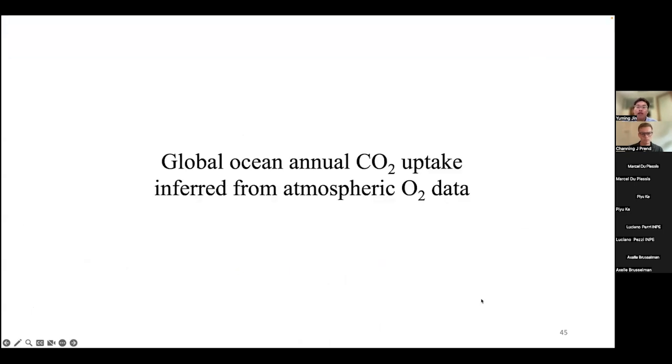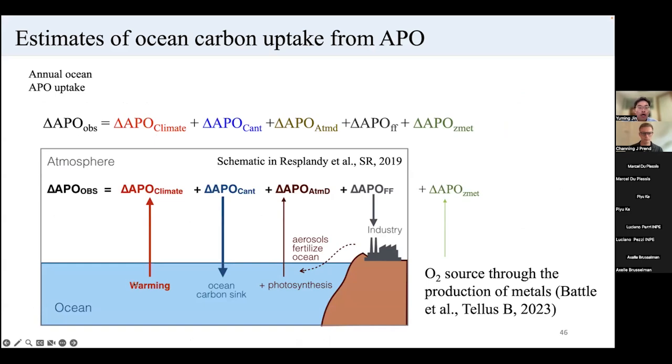So in the last part, I want to show how we use atmospheric oxygen measurements to provide an independent constraint on the annual global ocean carbon uptake. The result we inferred from oxygen data is consistent with other approaches reported in the latest global carbon budget. So we observe APO decreasing in the atmosphere. Below is a schematic explaining what processes lead to the observed APO change. APO decreases mainly because of the oxygen consumption during fossil fuel CO2 burning.